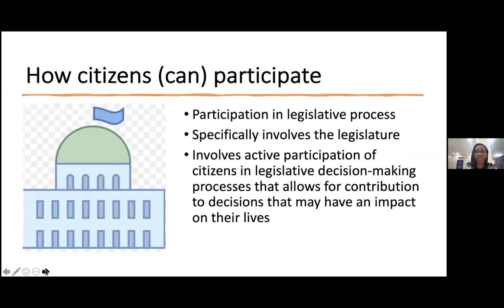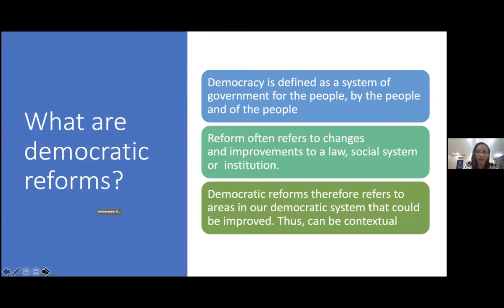For the legislature, when you talk about engagement in the legislature, of course, it's quite specific. It involves citizens engaging their legislature in decision-making processes that allow for contribution to decisions that may have an impact on their lives. Then moving on to democratic reforms.